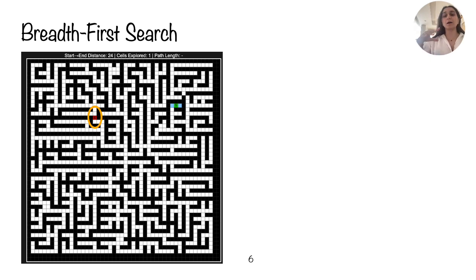Okay, how does the maze game work? We have a representation of an actual maze. Then we have a starting position, which I represent as a green cell, and an ending position, which I represent as a red cell. I also highlighted it with an orange circle.